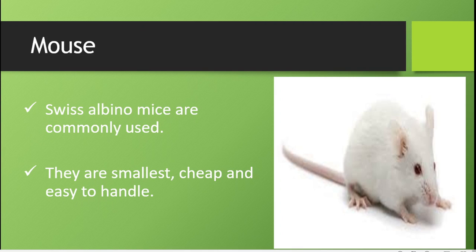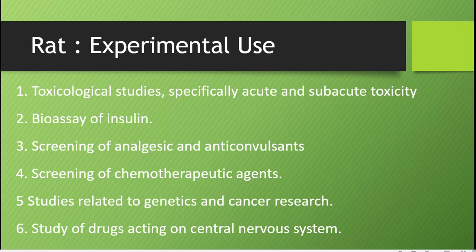The next animal is mouse, also called mice, and Swiss albino mice are commonly used in experiments. Mice are small, cheap, and easy to handle. Experimental use: toxicological studies, especially acute and subacute toxicities, bioassay of insulin, testing of analgesic, anticonvulsant, and chemotherapeutic agents, and studies related to genetics and cancer research. We can also study drugs acting on the central nervous system.